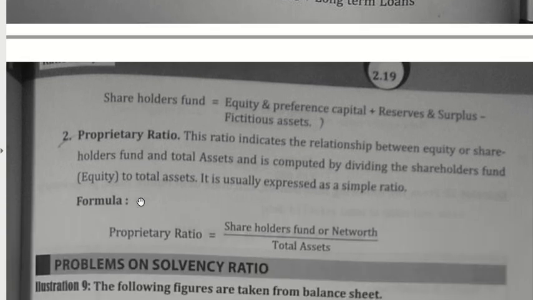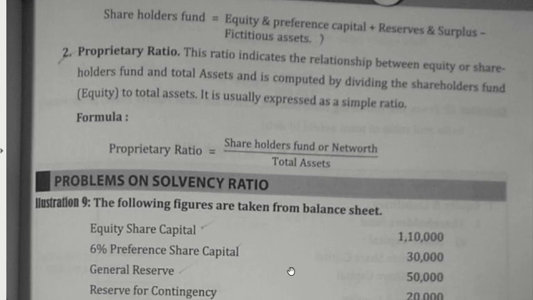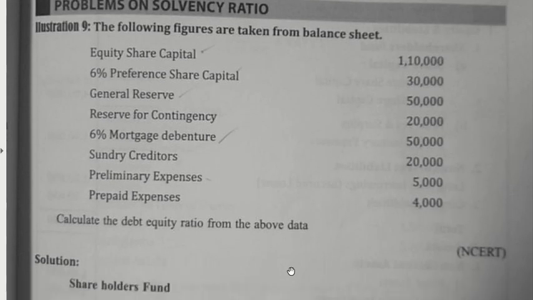So the next formula is proprietary ratio. This ratio indicates the relationship between equity, shareholders fund and the total assets. So in this we show the relationship between the shareholders fund and the total assets that are maintained in the organization. So let us look into our question.